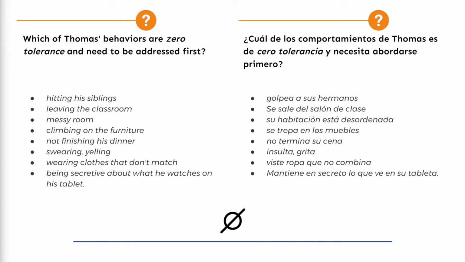Which of Thomas's behaviors are 0 tolerance and need to be addressed first? Pause it here and take a look at this list. Which of these is very important and needs some intervention? Usually, parents will say hitting his siblings, leaving the classroom, swearing and yelling, and being secretive about what is on the tablet.